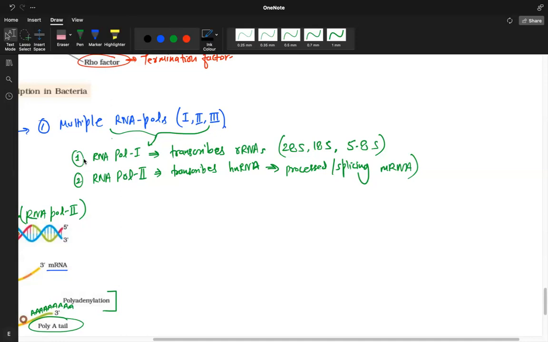So what common mistake mostly students make is they think that Pol 2 makes mRNA and mRNA is not in the options. So it could be the fourth one, which says none of the above, but that's not the right answer. The right answer is hnRNA, heterogeneous nuclear RNA, because that becomes mRNA after processing and post-transcriptional modification. Is that clear, everyone?